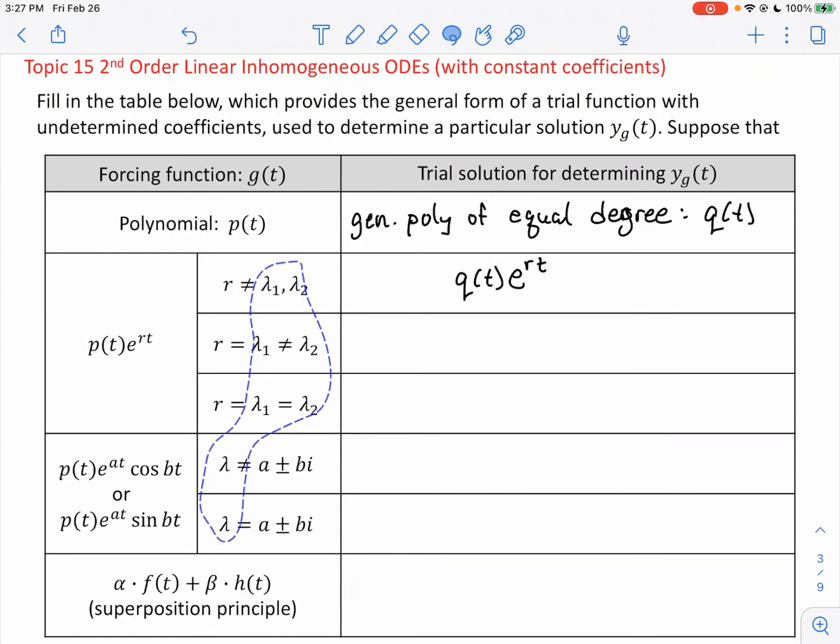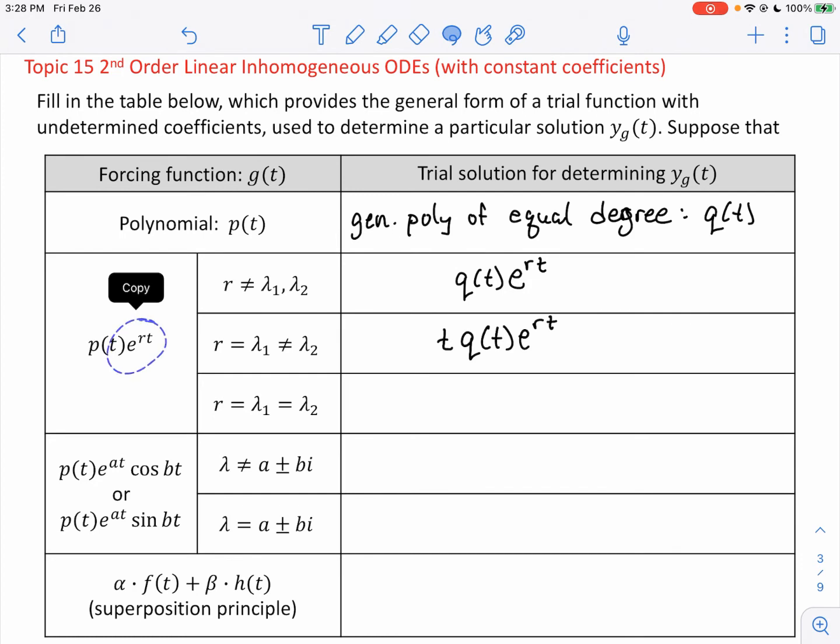And since we're working with second degree, you're going to have either two real roots that are different, two real roots that are the same, or two complex roots that are complex conjugate pairs of each other. Those are the only possibilities when you're working with the second degree. So if this r in your forcing function matches one of the two roots of the characteristic polynomial, but not the other, then you're going to have to do an arbitrary polynomial of equal degree as the p of t, so q of t again, times e to the rt, and then times an extra t.